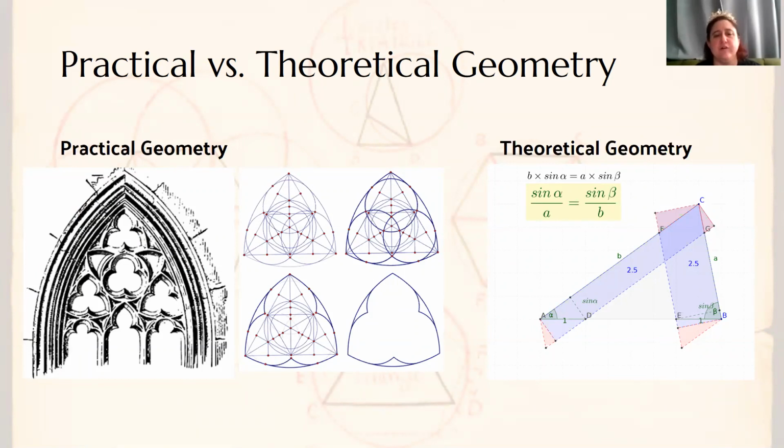Like, for example, you don't have to know that they're constructing, can you see my cursor? Can people see my cursor?